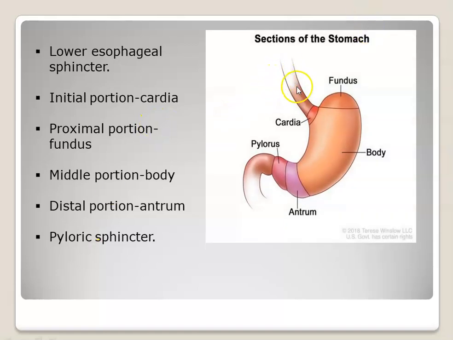The esophagus opens into the stomach through the lower esophageal sphincter. The portion of the stomach close to the lower esophageal sphincter is called the cardia. This is the initial portion of the stomach, and this is the proximal portion called the fundus of the stomach. The middle portion is called the body of the stomach, and the distal portion is called the antrum of the stomach. The antrum opens into the duodenum through the pylorus and the pyloric sphincter.